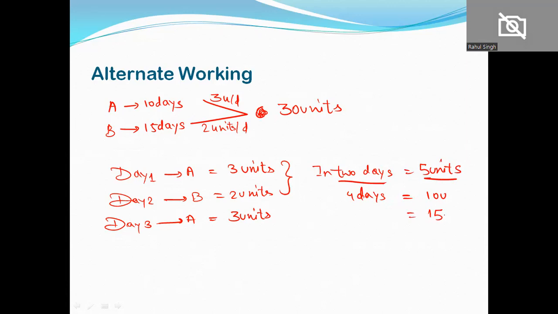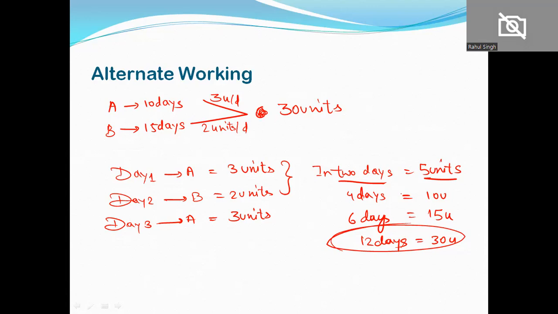And 15 units of work will take 6 days, and 30 units of work will take 12 days. Alright, this is how we have to solve the question. So you can directly apply the basic simple approach, or you can solve by formula substitution. It's the same thing. Alright.